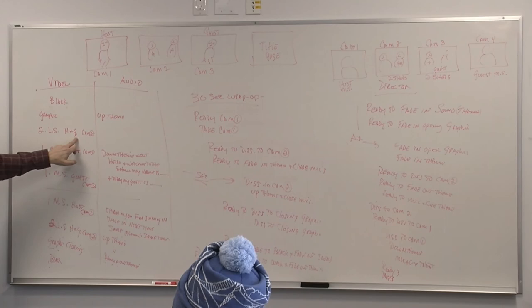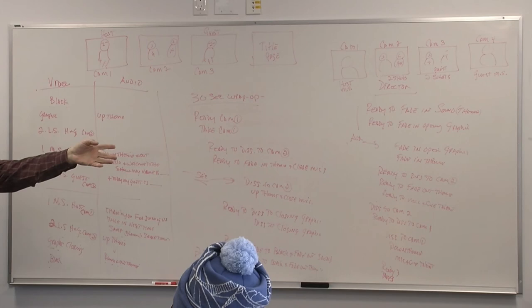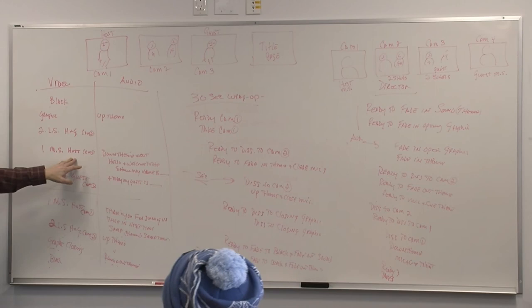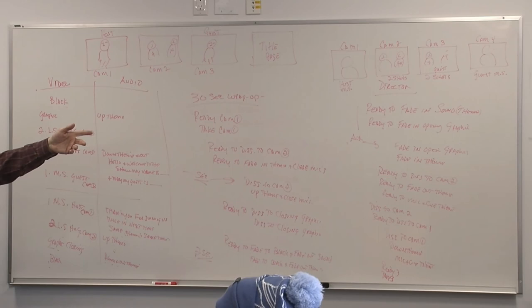Camera two sometimes could be a wide shot of the stage, with the band playing on one side of the stage and the host talking in the middle of the stage, right? But camera one, like I said, is usually the host, and camera three or camera four is usually the guest. It's a multi-camera studio setup.